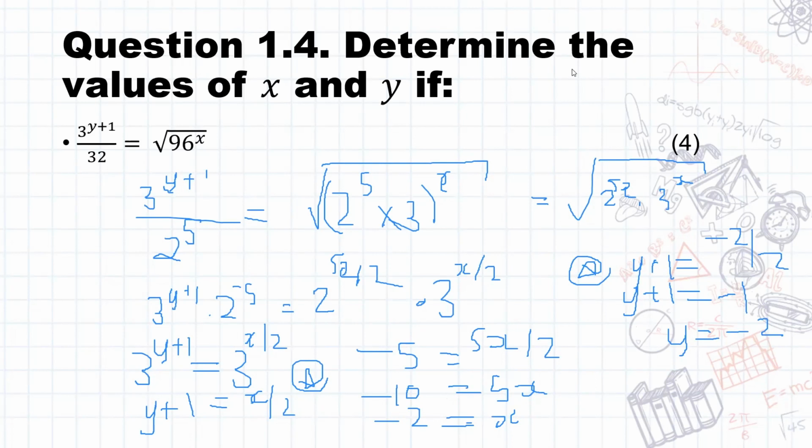Now again, in terms of marks, you're going to have 1 for doing the over 2. Then you're going to have 1 for putting it into this format here. So that's 2 marks there. You'll have 1 mark for finding x and 1 mark for finding y.